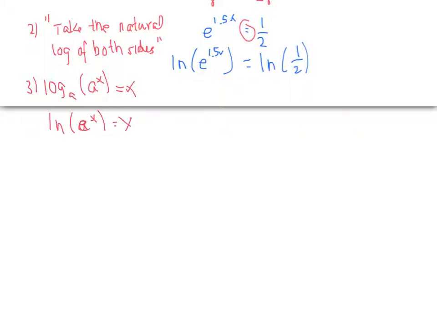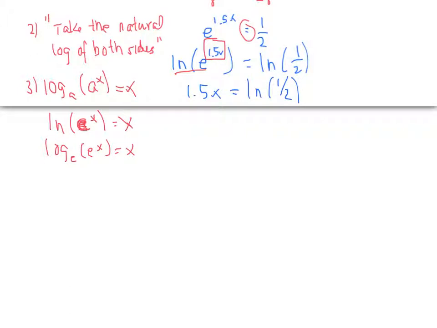Oops, and this base is e, sorry, the base is e, you're going to get x. Because remember, the natural log is really log base e, so this is where this is coming from. And so what that means in this problem is that this 1.5x is sort of like the input, and these will be gone. And so what I'm left with is 1.5x equals the natural log of 1/2. Okay, now all I have to do is solve for x.